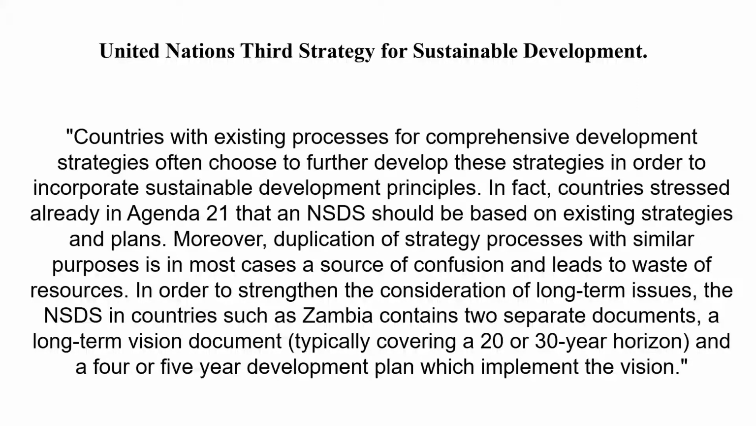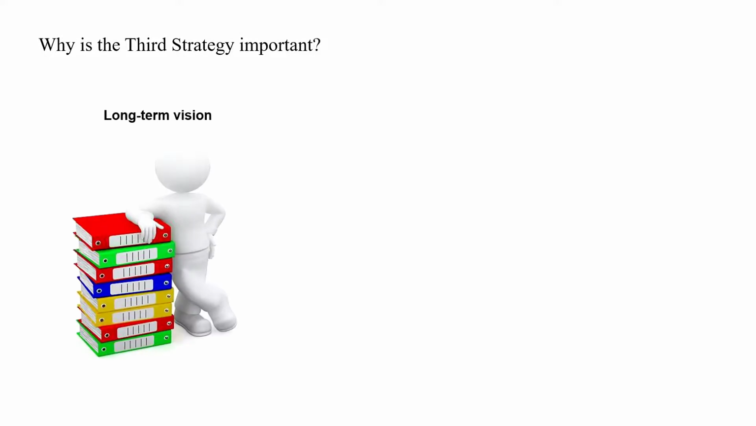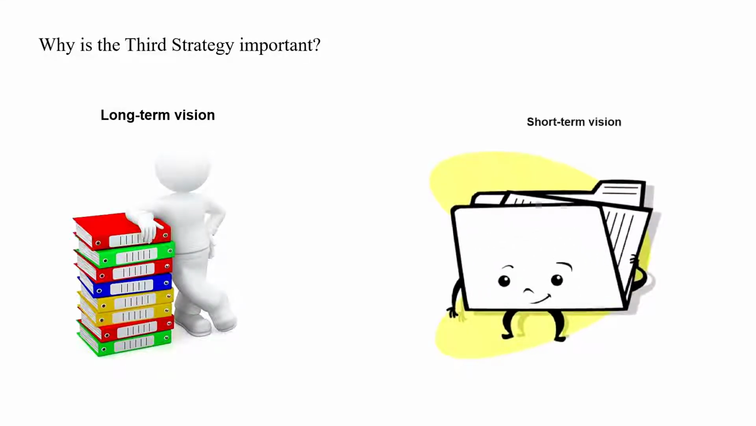In order to strengthen the consideration of long-term issues, the NSDS in countries such as Zambia contains 2 separate documents: a long-term vision document, which typically covers a 20 or 30-year horizon, and a 4 or 5-year development plan which implements the vision, which is known as the short-term vision. The third strategy emphasizes the need to have 2 separate development plans, a long-term vision and a short-term vision.